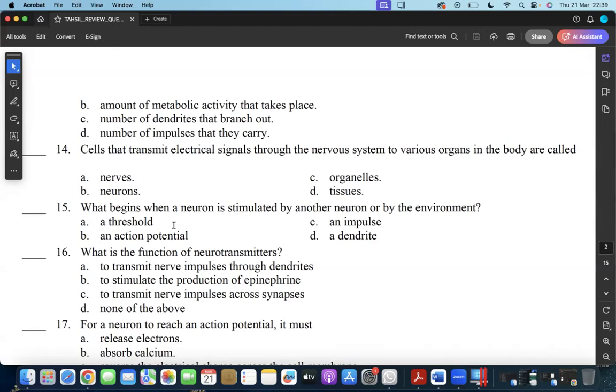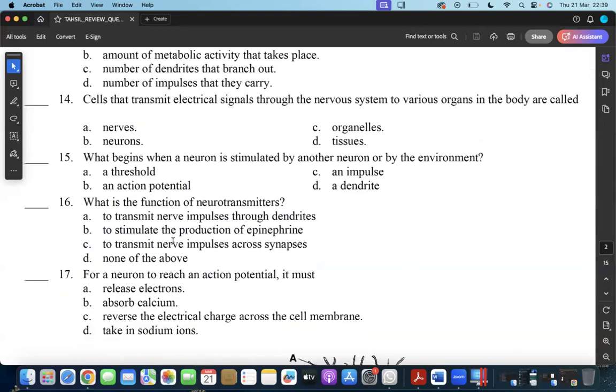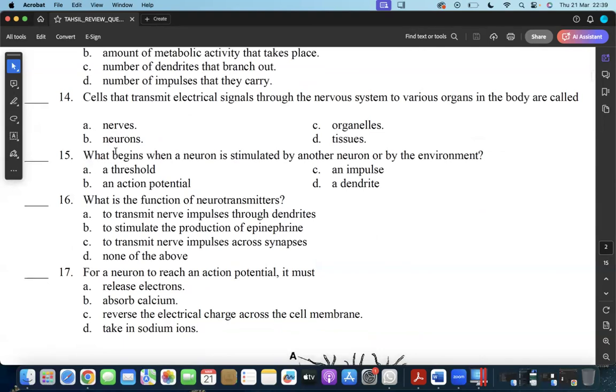So the nerve cell is more correct than the neurons, and the neurons is more correct than the nerves. So option B seems to be the most correct.